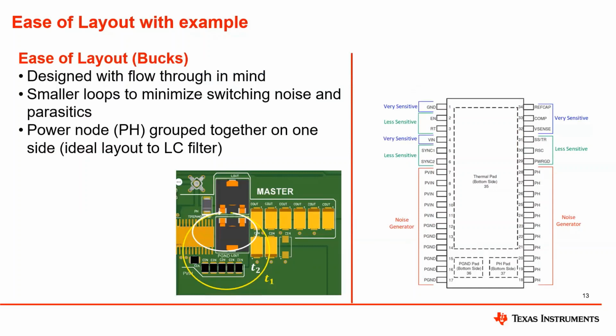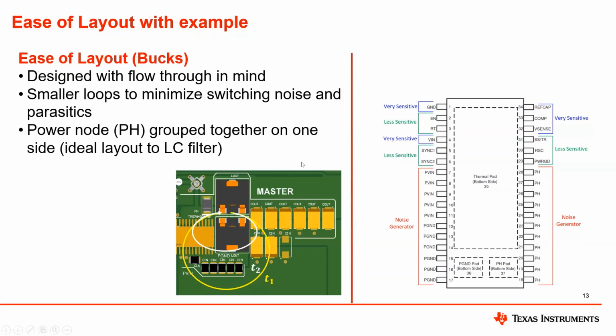Another common thing with our switching regulators is their ease of layout, or what we'd like to talk about is designing with flow-through in mind. With buck converters, there are 2 noisy loops created by the high switching current, one during the on time, one during the off time. Having your outputs grouped together and power nodes grouped together gives you an ideal layout for the LC filter. There are a lot of benefits here in terms of noise performance as well as layout. It makes layout easier on the design end.